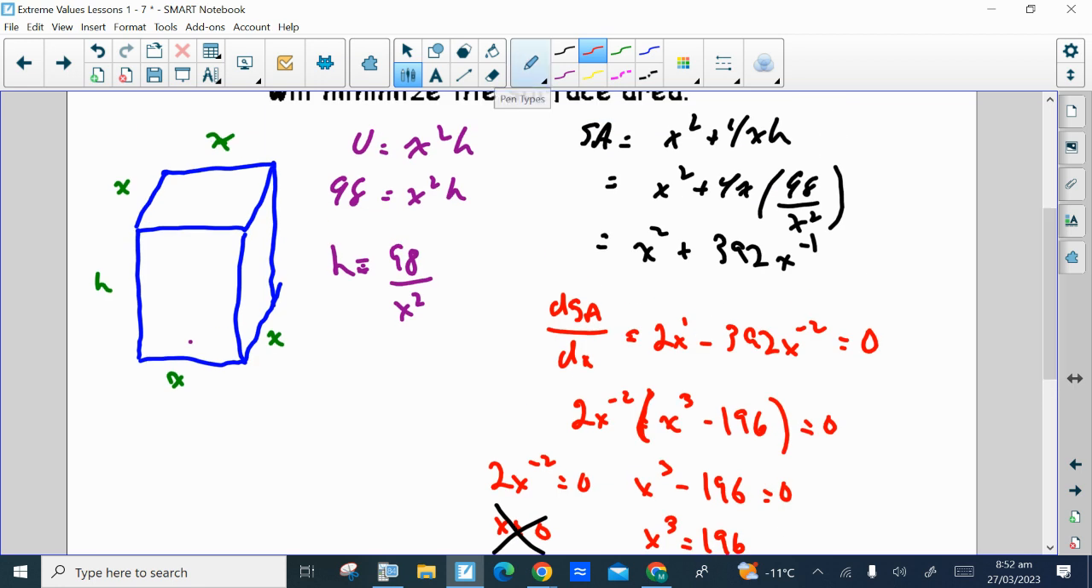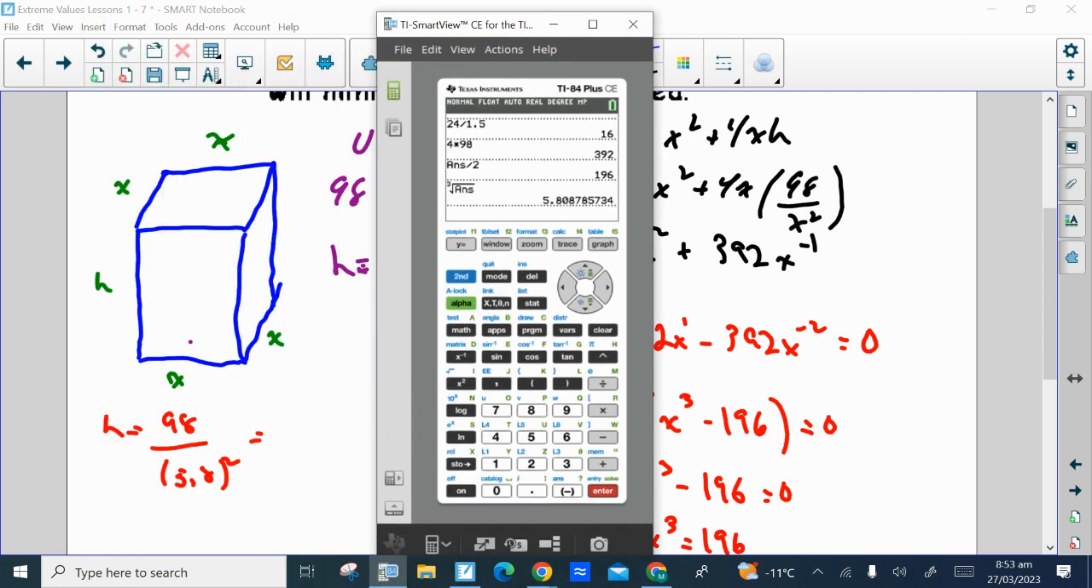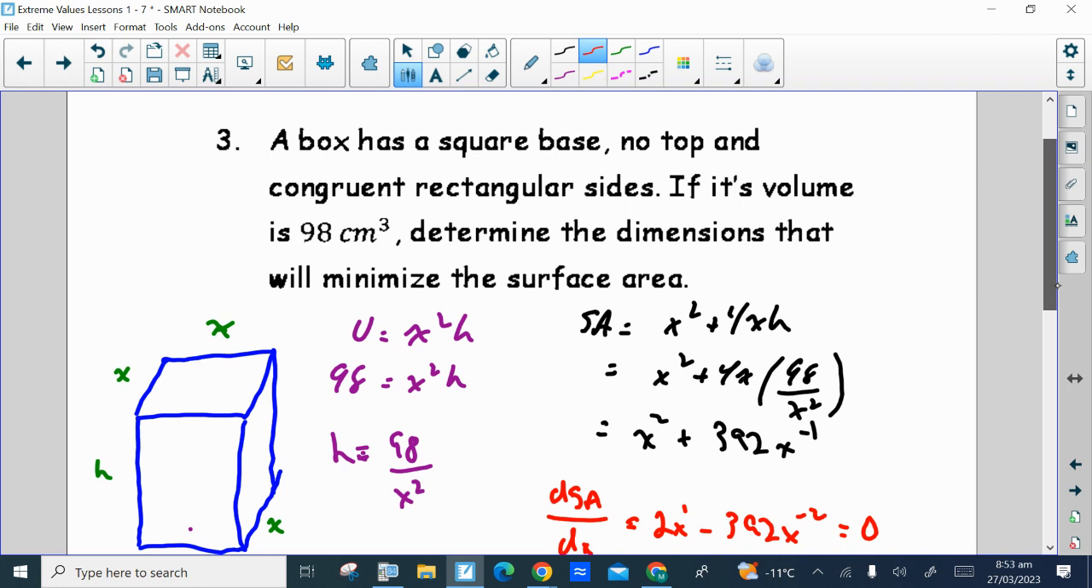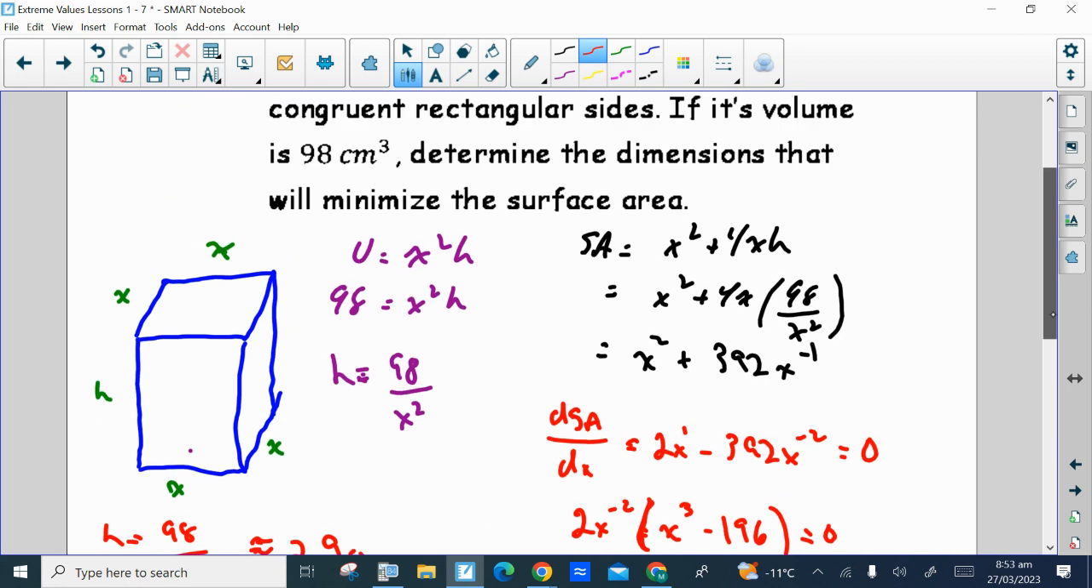And then h is found by going 98 over that decimal squared. So 98 divided by the previous answer squared. And again, we always want to keep these numbers in our calculator. We only round our final answers off. So h is approximately 2.9 centimeters. And in this case, we're just asked to find the dimensions that will minimize the surface area.